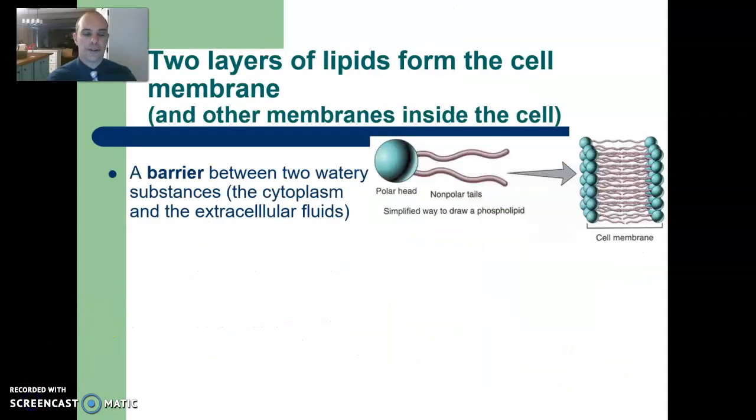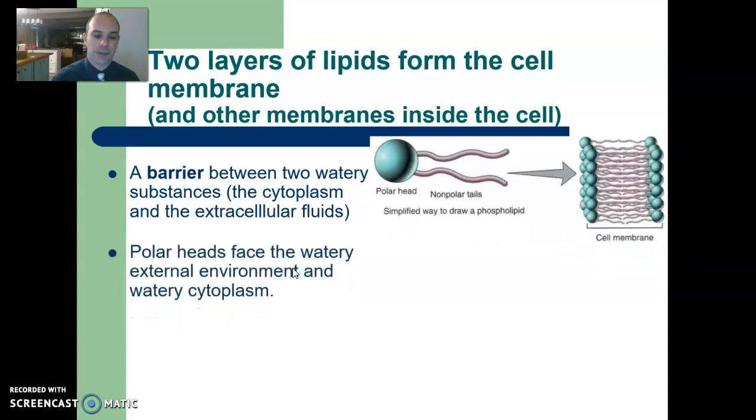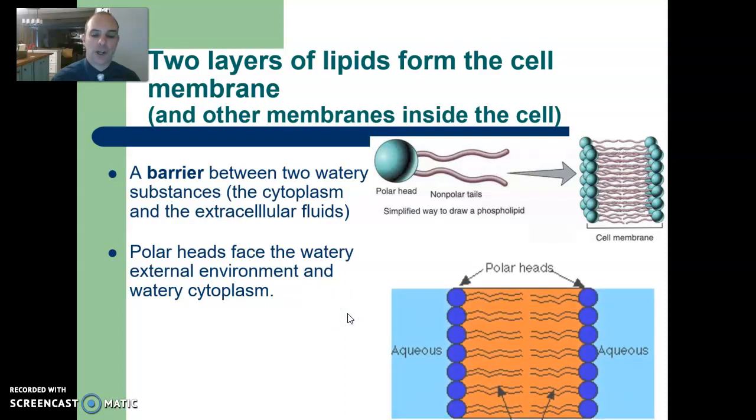So there are 2 layers of lipids that form the cell membrane. A barrier between 2 watery substances, the cytoplasm, and the extracellular fluid. Now, if you look over here, you've got the heads and you've got the tails that face each other. It's important to remember how the cell membrane is laid out for you there. They face each other on the tails. We'll see that again there. It must be important. Polar heads face the watery external environment and the watery cytoplasm.